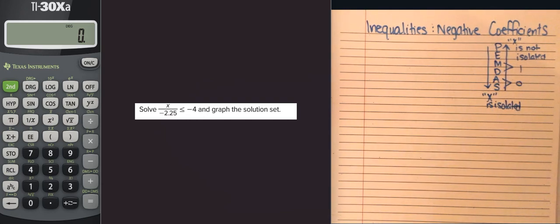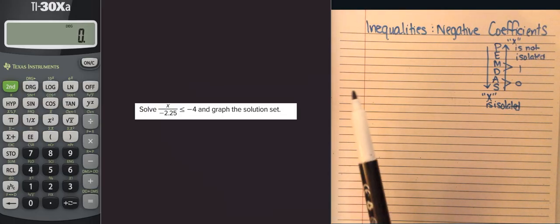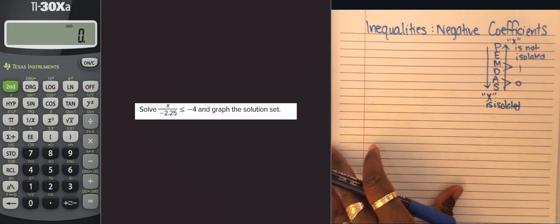All right, so we're working on another problem where we have a division inequality that has a negative coefficient. They want us to solve for x when it is divided by negative 2.25, and they're saying that it is less than or equal to negative 4. And they want us to graph the solution set. So let's see what happens.